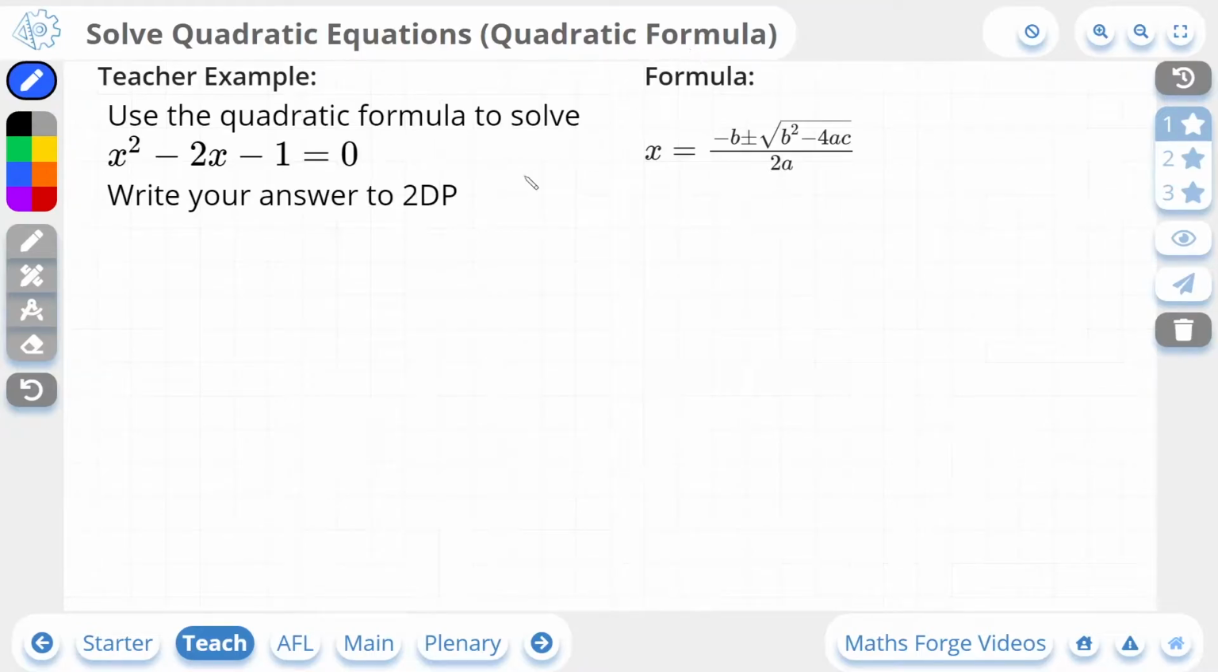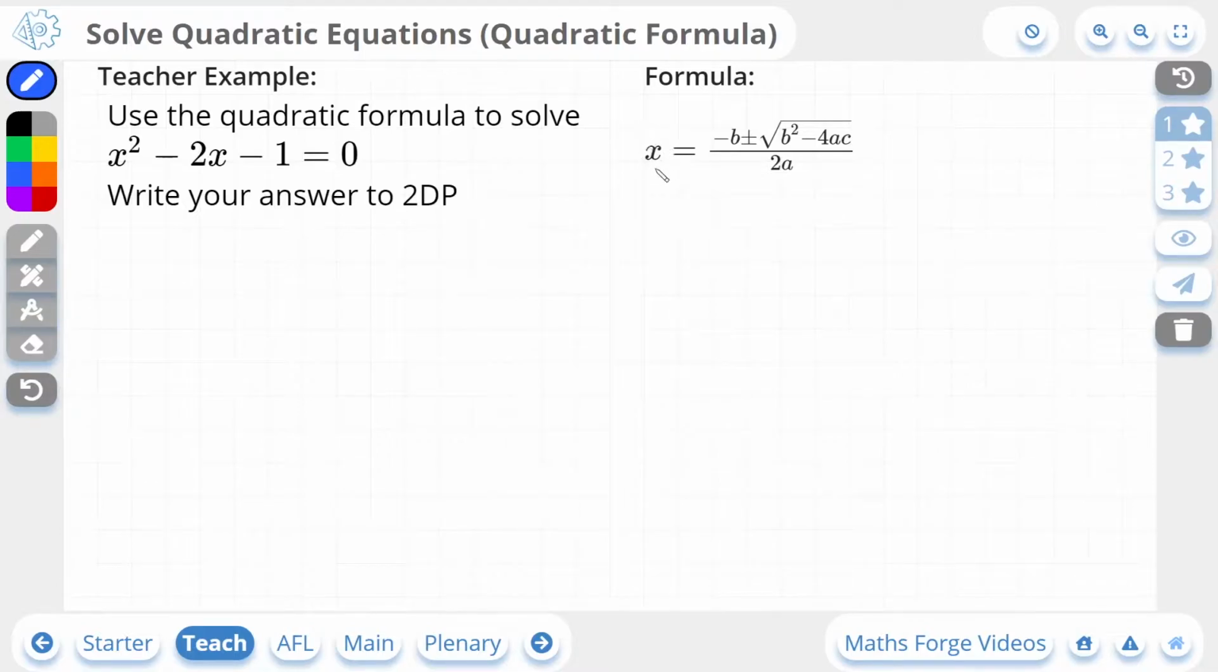In today's lesson we're going to be solving quadratic equations using the quadratic formula. So the quadratic formula is a way to solve quadratic equations that are equal to 0. And the quadratic formula is x is equal to minus b plus or minus the square root of b squared minus 4ac all divided by 2a.